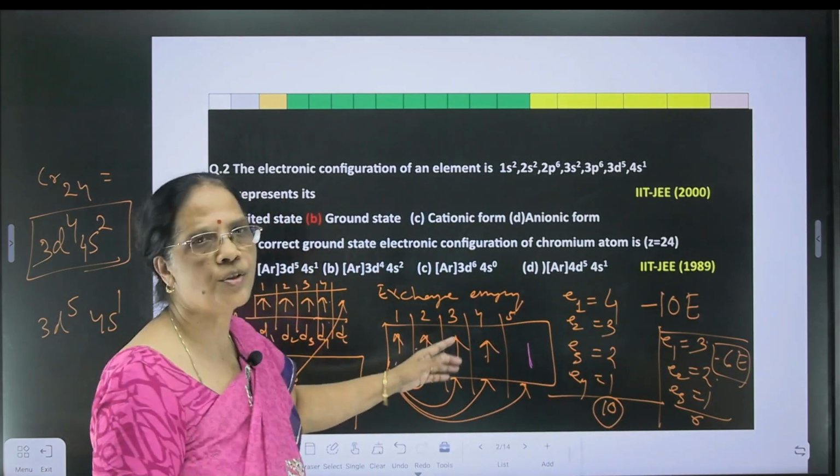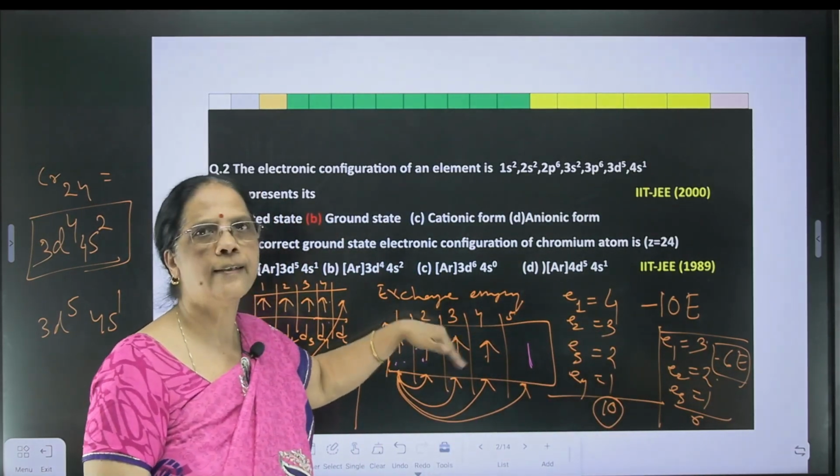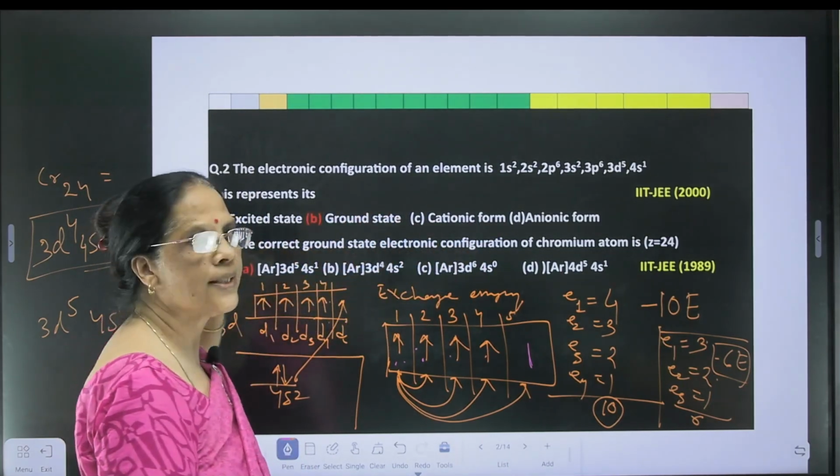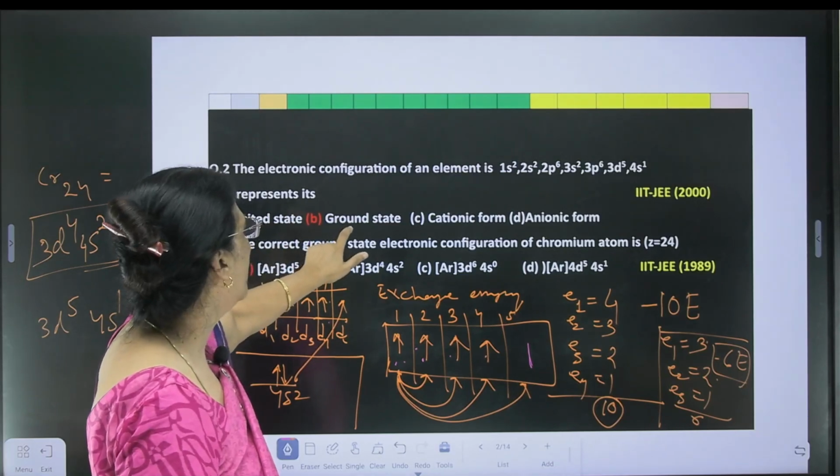So, this exchange energy is more than this exchange energy. So d5 is more stable, which means it is in the ground state, neither in the cationic form, nor in the anionic form, nor in the excited state. So your answer will be ground state.